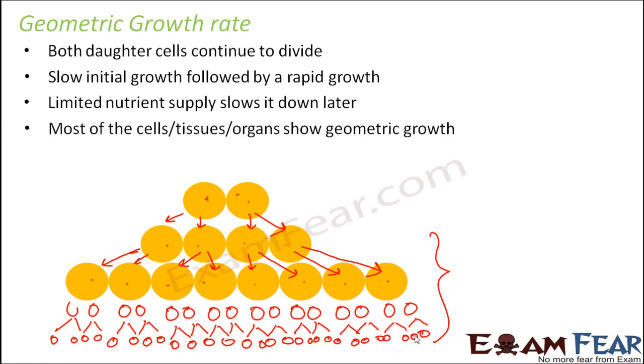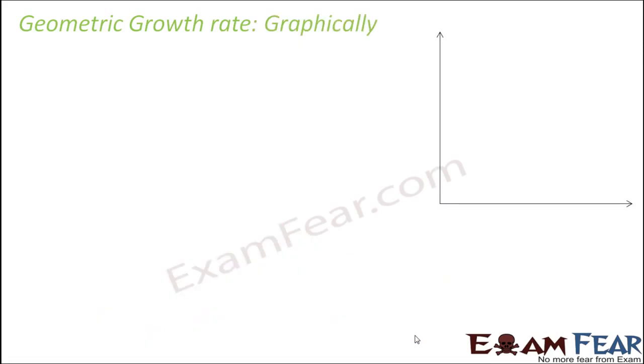So where do we see this kind of growth rate? Geometric growth rate is shown by most of the cells, tissues and organs. Most of them divide by geometric growth rate. So now we will try to plot the graph of geometric growth rate. Now if you plot the graph of a geometric growth rate, this is how it looks like. So this is how the graph would look like if you take time along the x-axis and the growth along the y-axis.